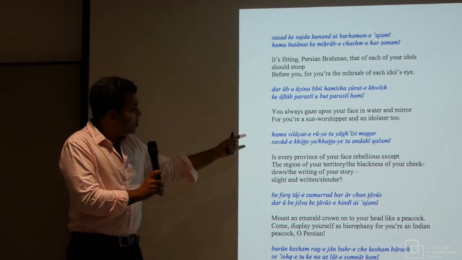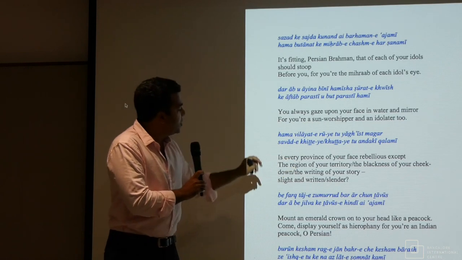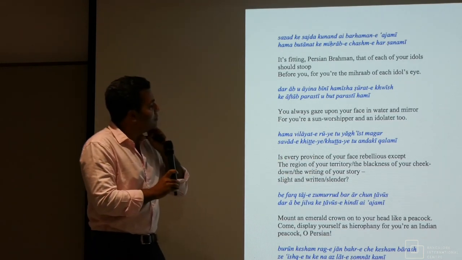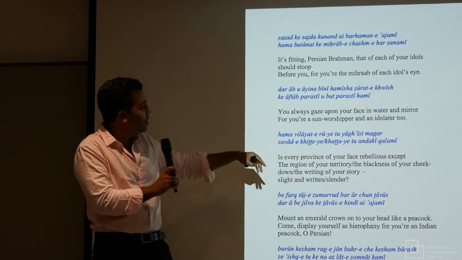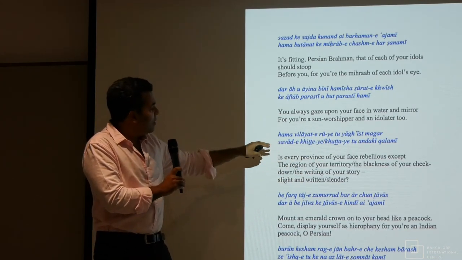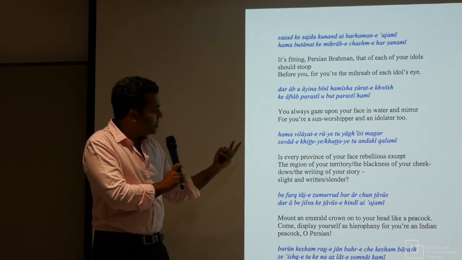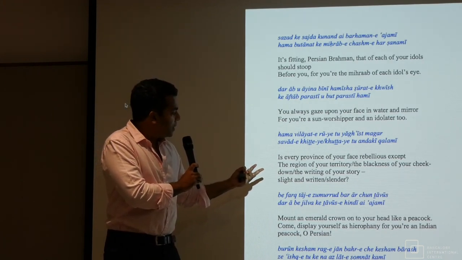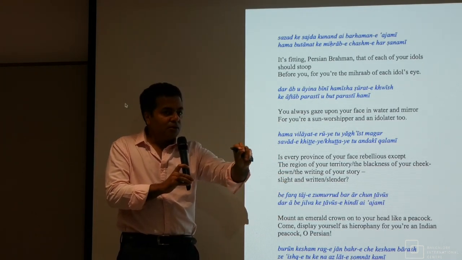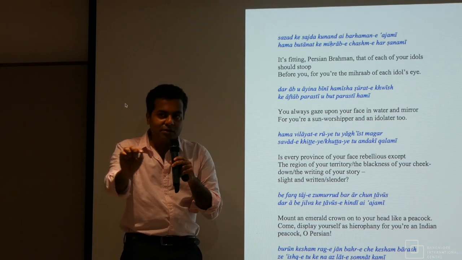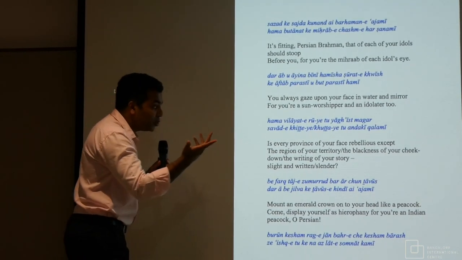He plays on that convention to suggest that the region of your territory, or also the blackness of your cheek down, but also the writing of your story. Khatt means story or affair. Khitta means region. Sawad means both region, but also ink. He's punning at multiple levels. Everything is rebellious except the writing of this Brahmin, who is in fact, because of calligraphy, slender. He's a brainchild of Khusrow's, literally.